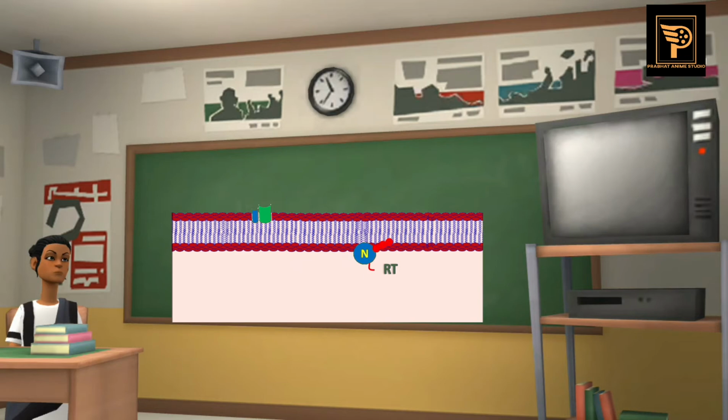In this way, every nucleoside can interact with the reverse transcriptase enzyme, thereby preparing a slowly growing DNA copy. So from the viral RNA, this reverse transcriptase can prepare the viral DNA copy.